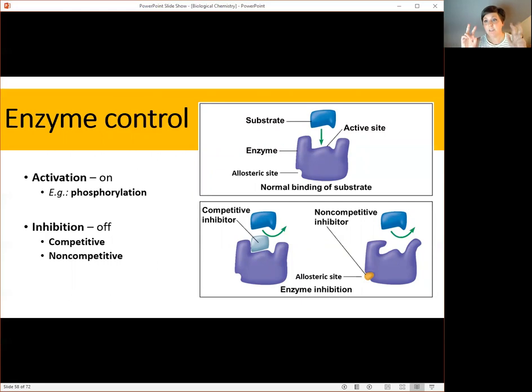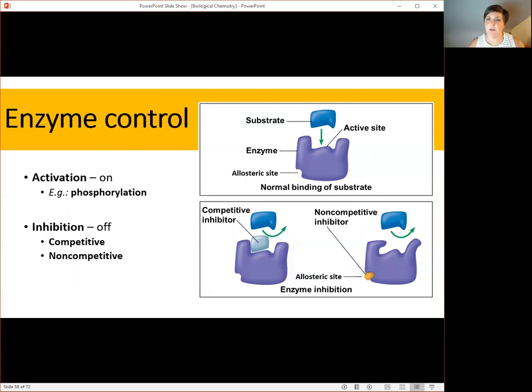Usually when an enzyme is off, its active site is in a closed orientation, preventing a substrate from entering, and therefore the reaction won't take place. In this case, phosphorylation would just cause the active site to open up, and therefore the substrate could get in and the reaction could progress.